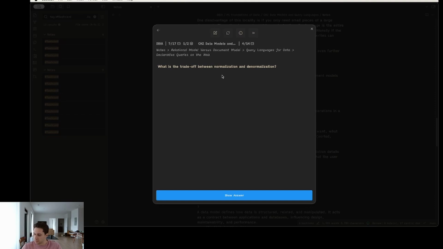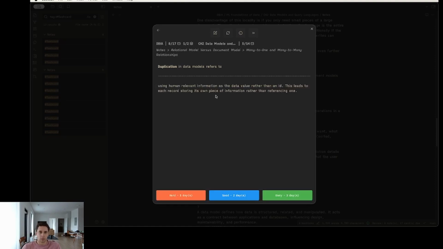Denormalization means much easier read access. That's all I can think of. Data locality. The query is going to be faster because you don't need to join. Read performance and increases redundancy. We'll say that one was good. Duplication in data models refers to human relevant information being stored multiple times.